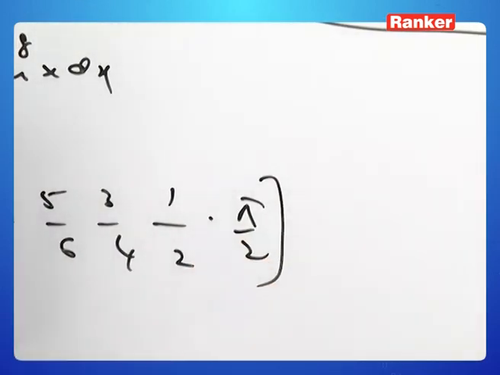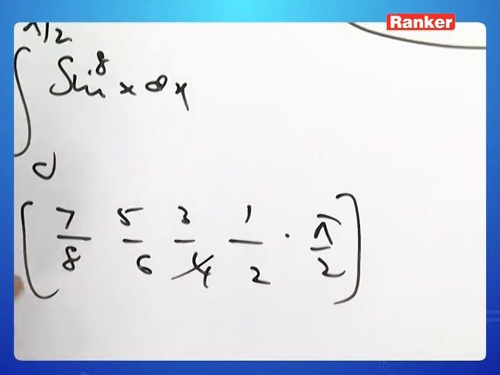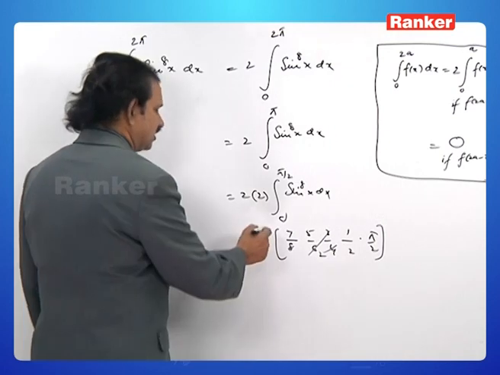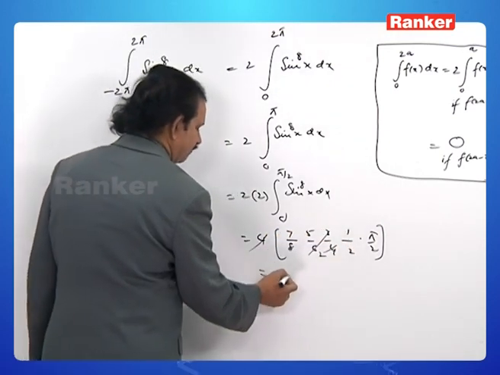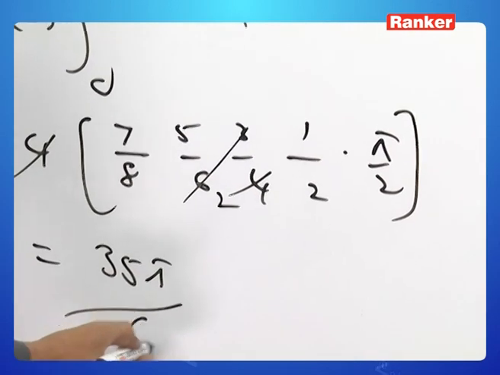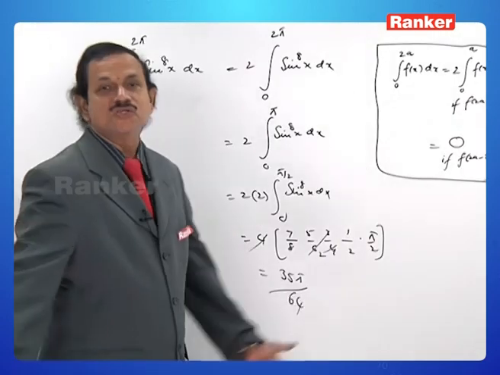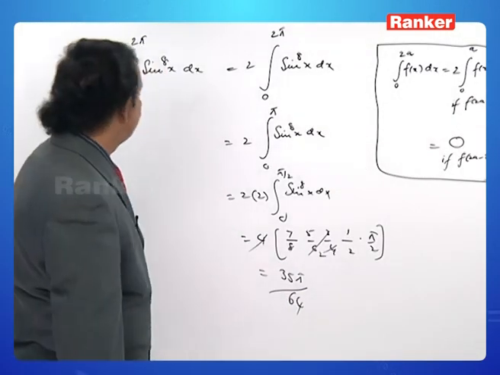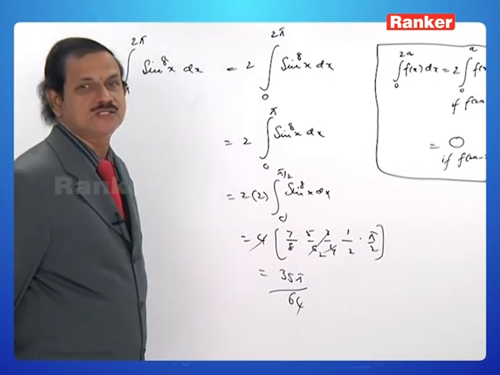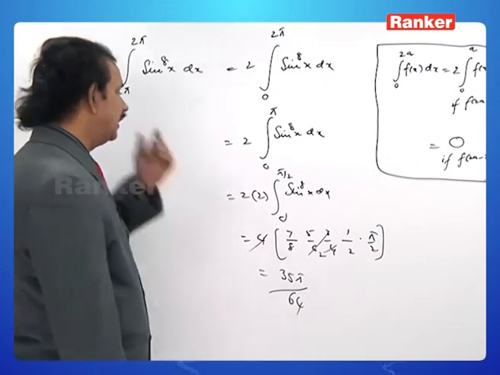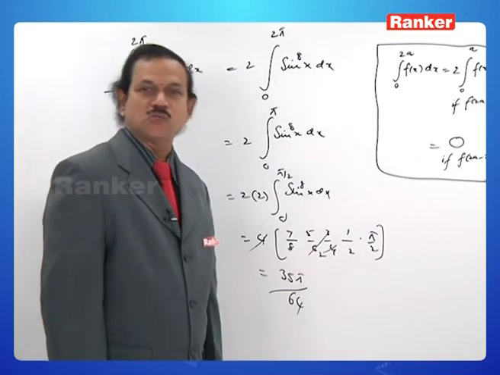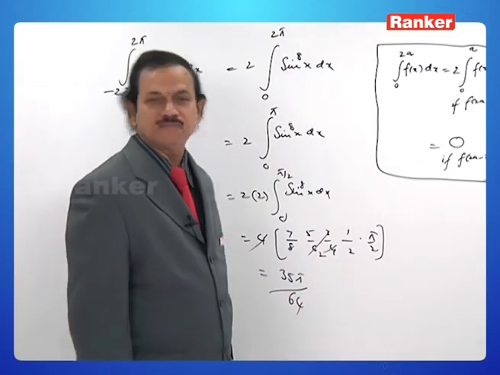Any more cancellations? Of course, there are some cancellations. You can cancel 4 and 4. You can cancel 3. Any more? No more at all. 7 into 5, 35. 35 pi by, come on. 2 2s are 4, 4 2s are 8, 8 8s are 64. Then the answer is 35 pi by 64. See, even though the function is not in the standard form, we can bring it into the standard form of Wallis formula to have the simplified answer like this. Of course, meanwhile, we shall make use of some more results like that.